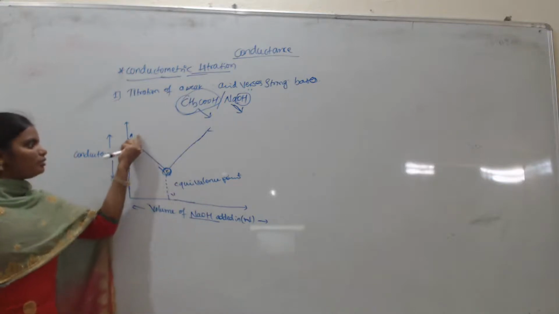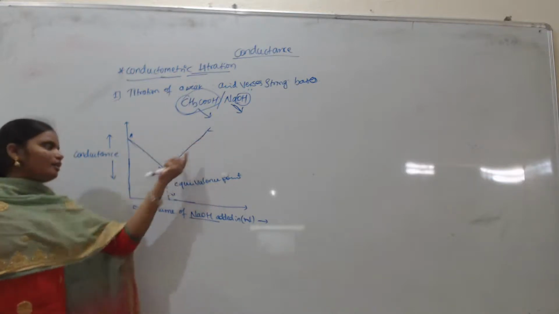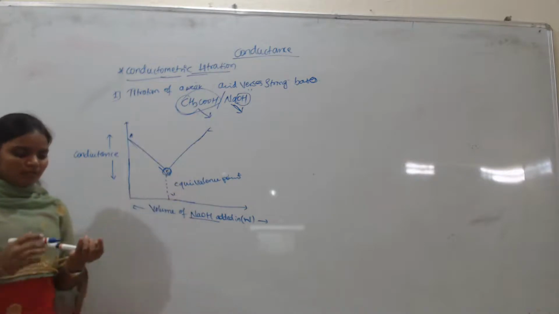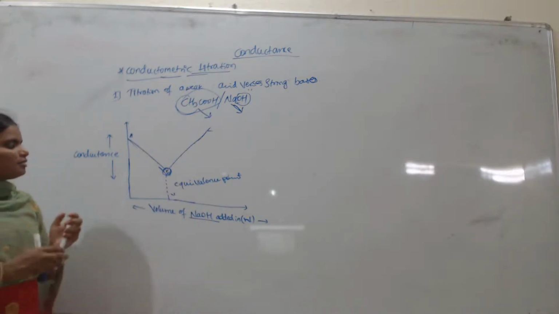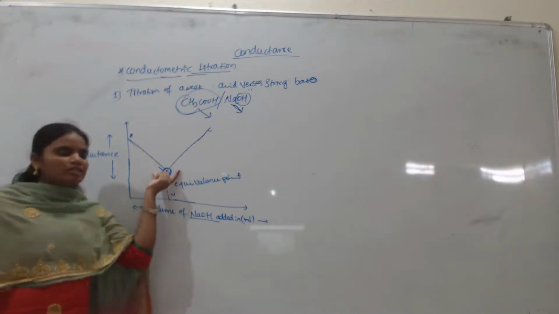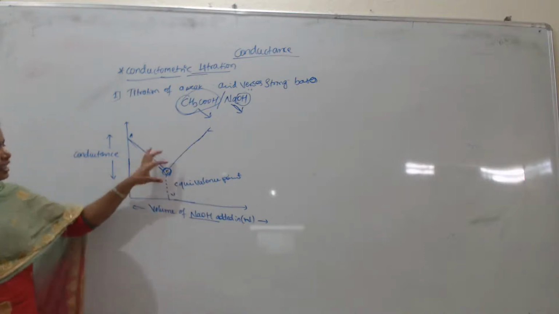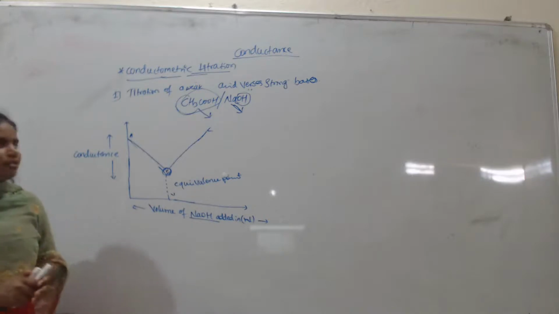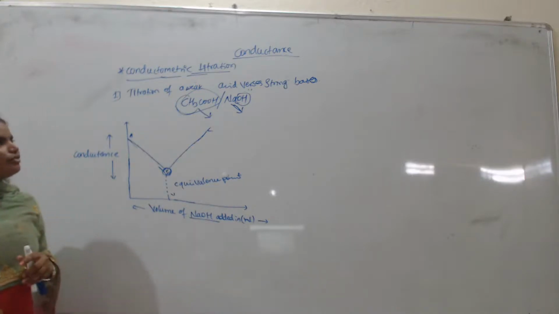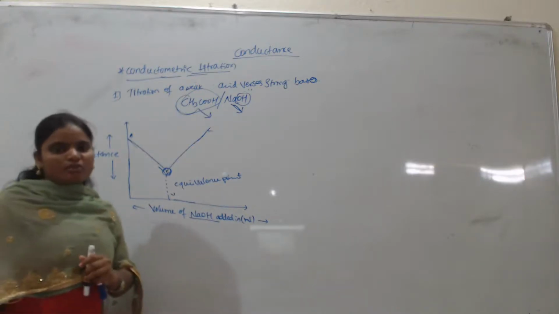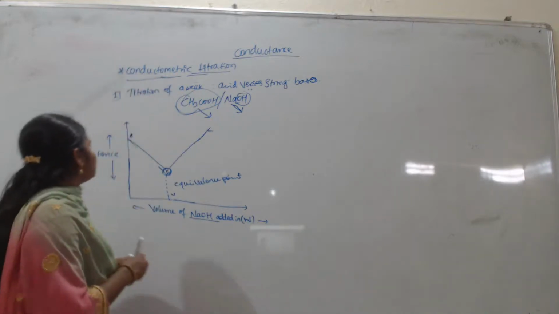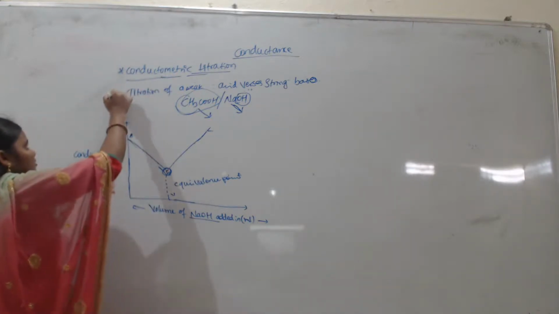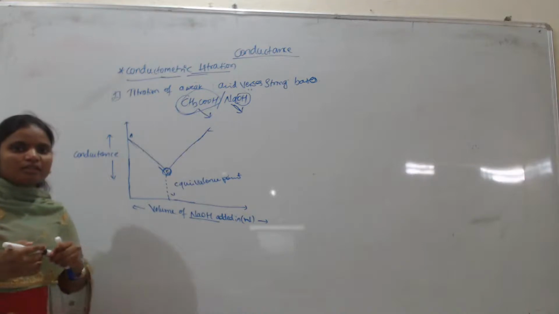The curve goes through A, B, and C. This point B gives the equivalence point, and this is the neutralization point, where the solution is neutralized. This is the titration of a weak acid versus a strong base. This is the second one. Okay, next, the third one.